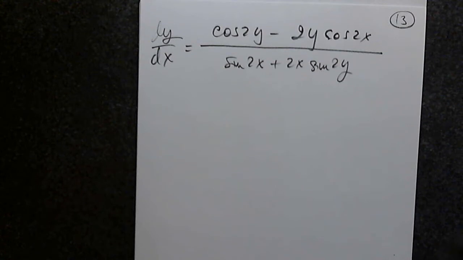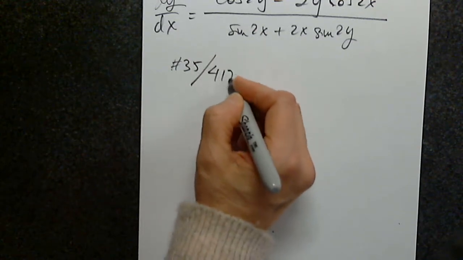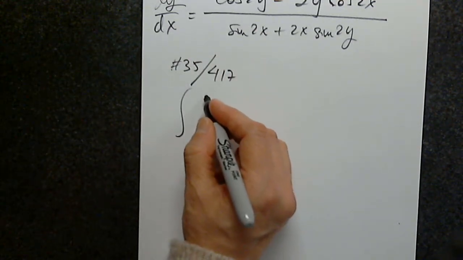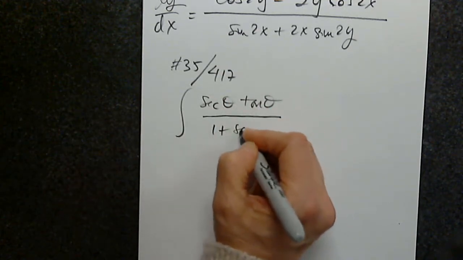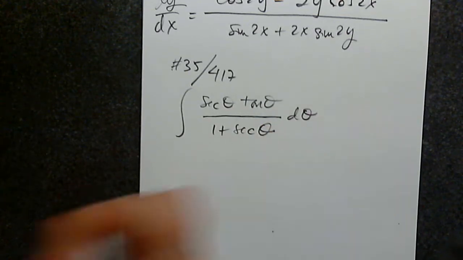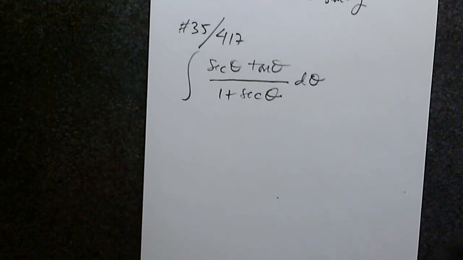On page 417. I don't know if we did 35. Let me know, and we can choose another. On 417, the integral of secant theta, tangent theta, the product, over 1 plus secant theta, d theta. Okay.